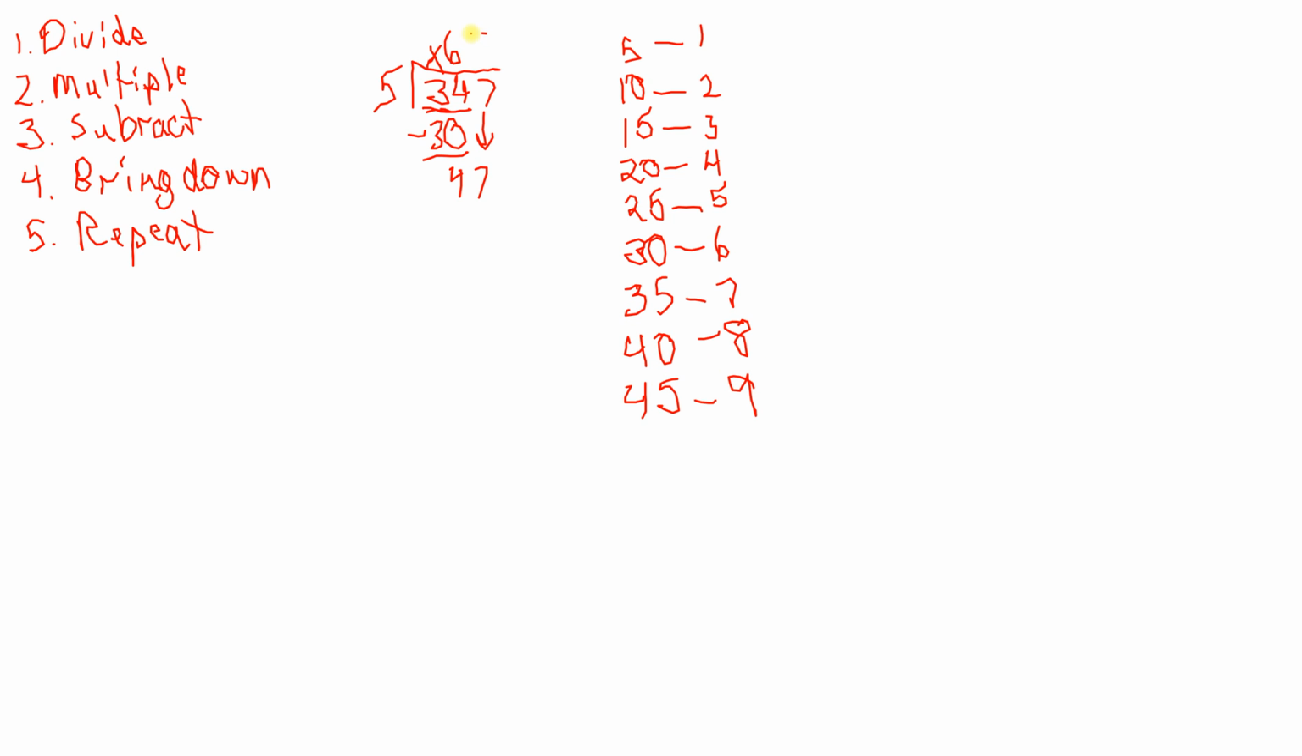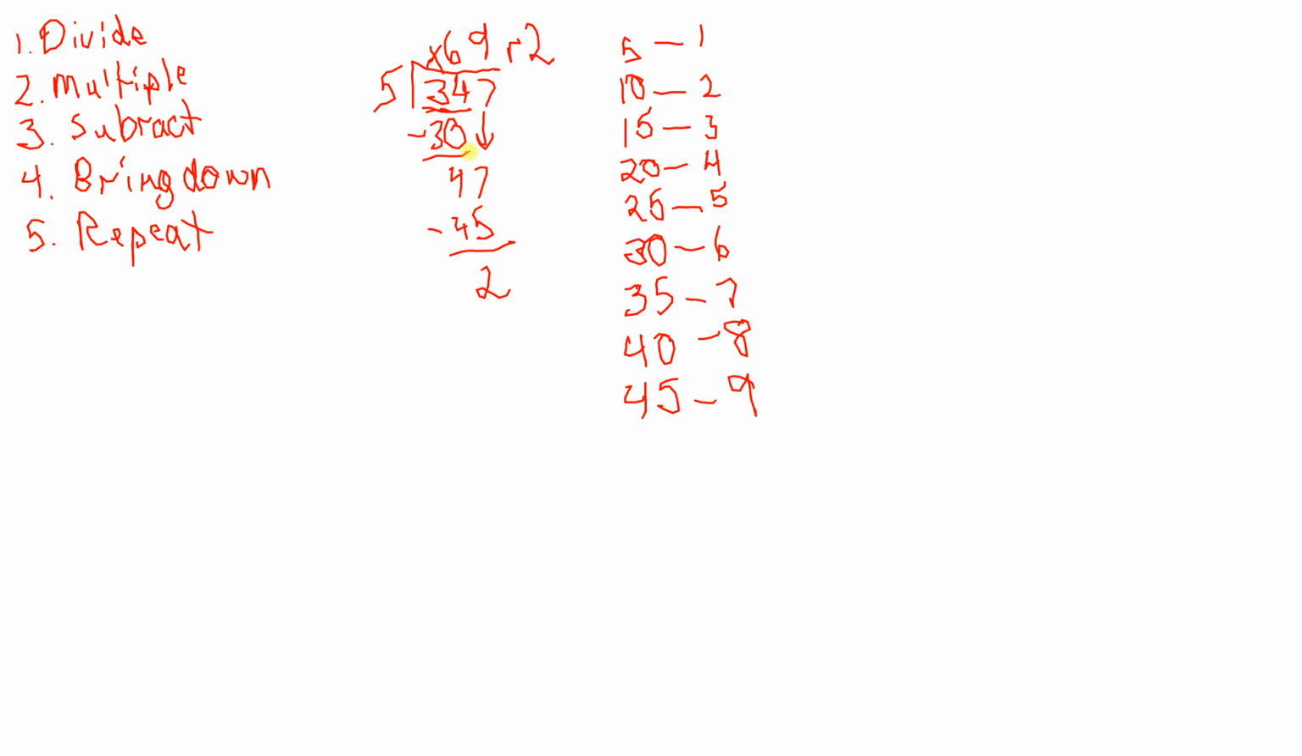So I can put my 9 up here. 9 times 5, I'm on step 2 now, multiply. The 9 times the 5 gave me that 45. Step 3, subtract. That gives me 2. Bring down, oh, nothing left to bring down. That means this 2 becomes my remainder, remainder 2.